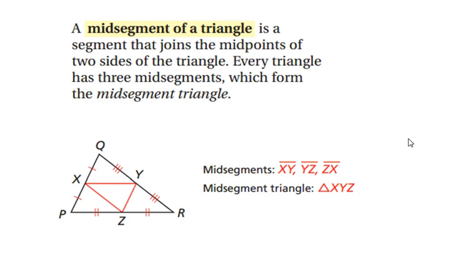So the midsegment of a triangle is just a segment that joins the midpoints of two sides of the triangle. So every triangle has three midsegments, and they would in turn form the midsegment triangle. So take the midpoint of each of these sides, boom, boom, and boom, and you connect those and you'll have three midsegments and they form a midsegment triangle. So the midsegments in this case are segment XY, segment YZ, and segment ZX. And the midsegment triangle would therefore be triangle XYZ.